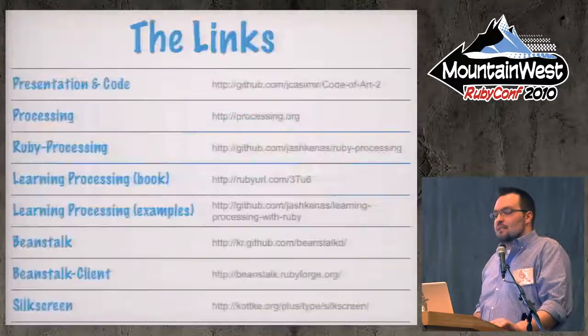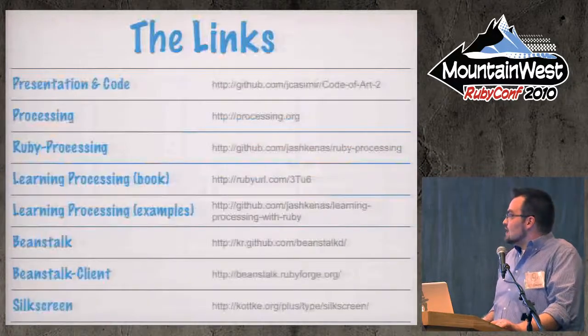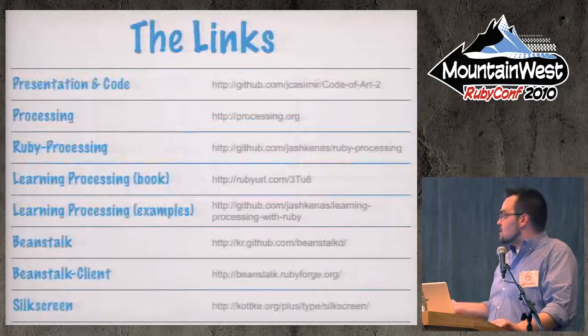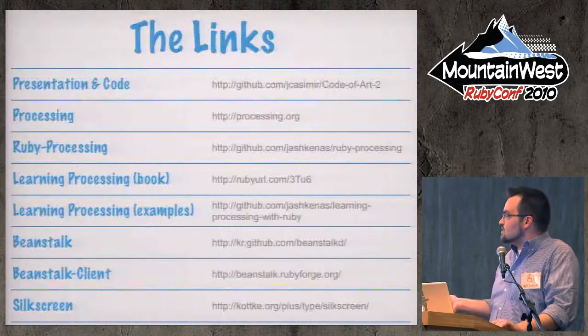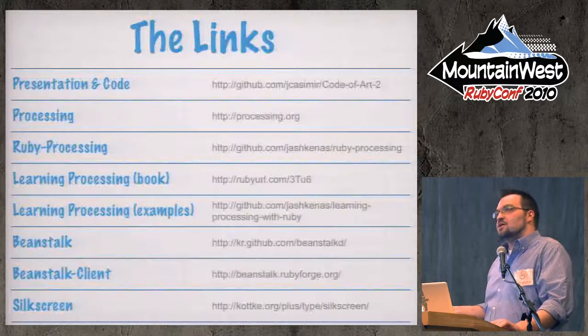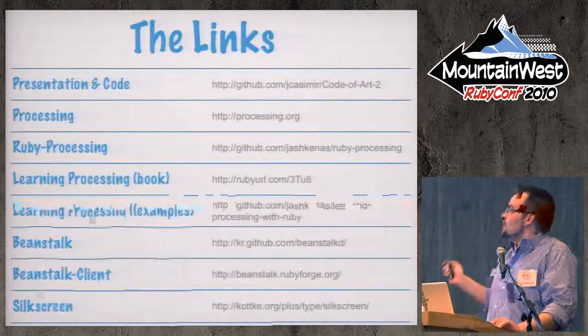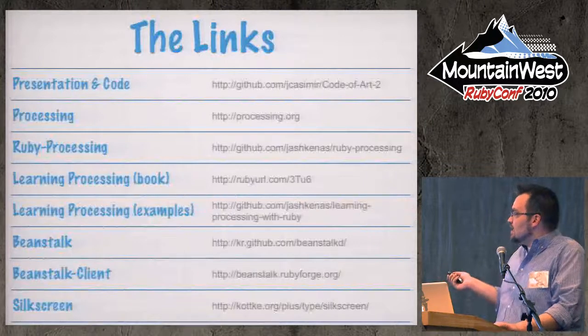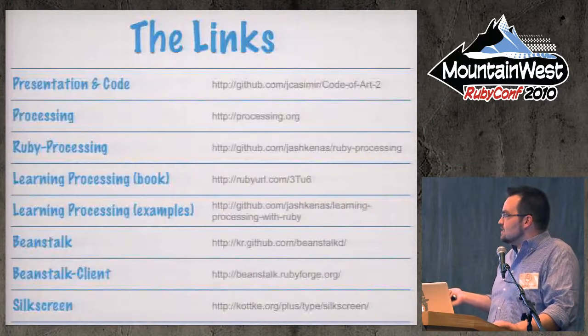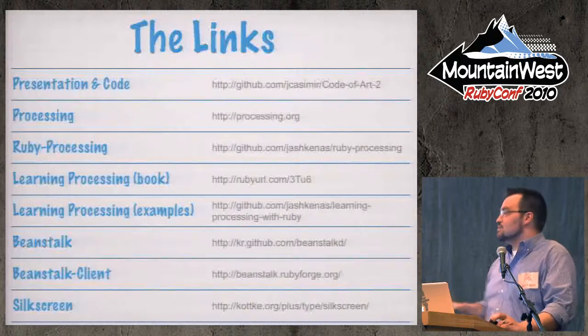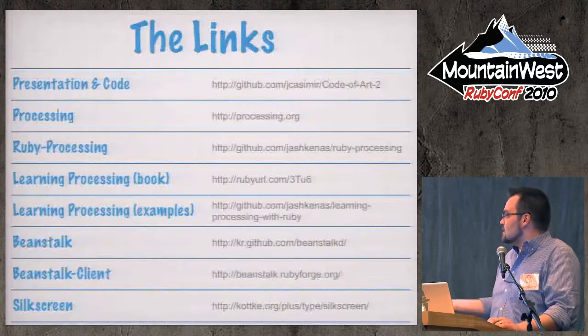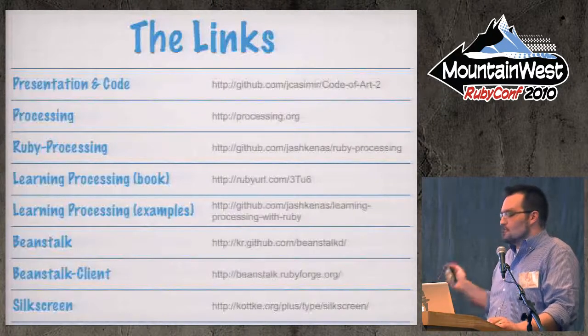All right, wrapping it up. These are all the links. I strongly recommend, if you're interested in processing, a book called Learning Processing. It's written for non-programmers, so as programmers, you can tear through it quickly. It's great. More importantly, Jeremy and a few other contributors have taken all the examples from this book and re-implemented them with Ruby processing. So you can read the book, see how it works, then look at the Ruby processing example, see how it works in Ruby processing. That's awesome. Silkscreen, if you want that font, is here.